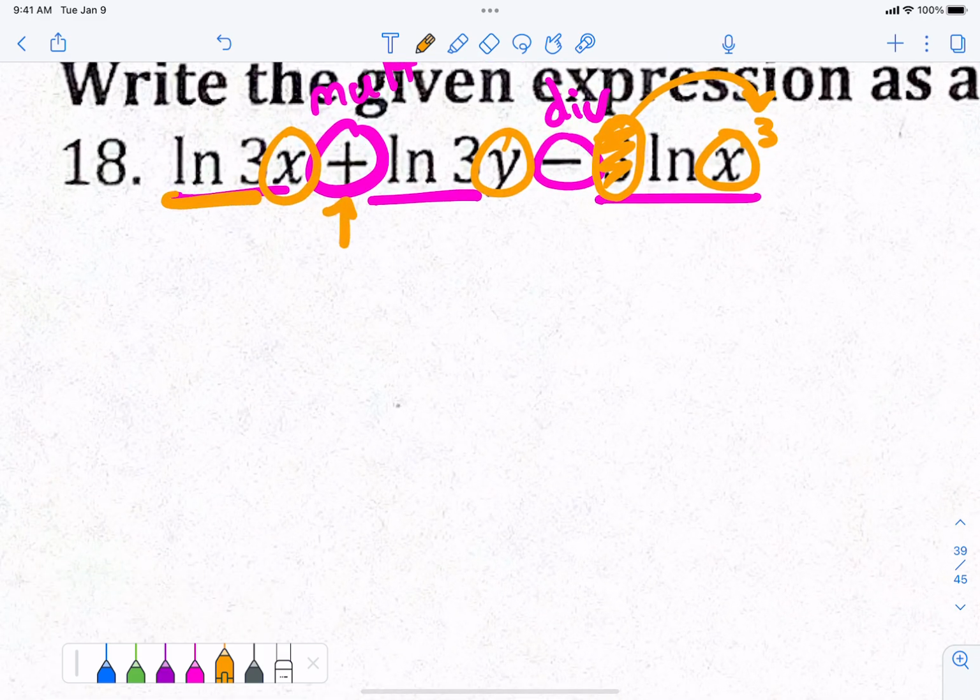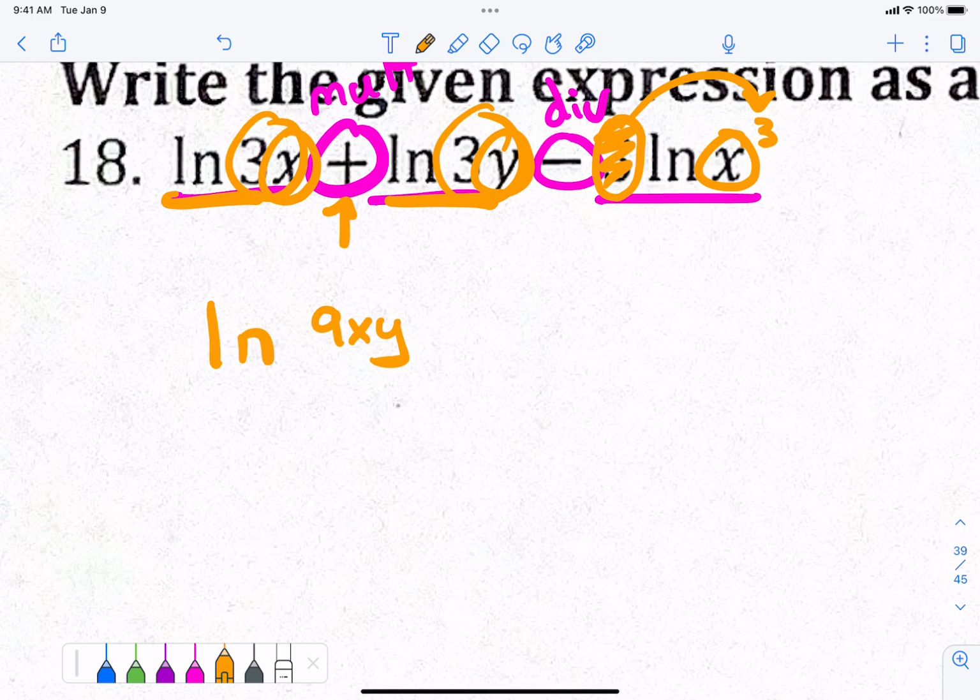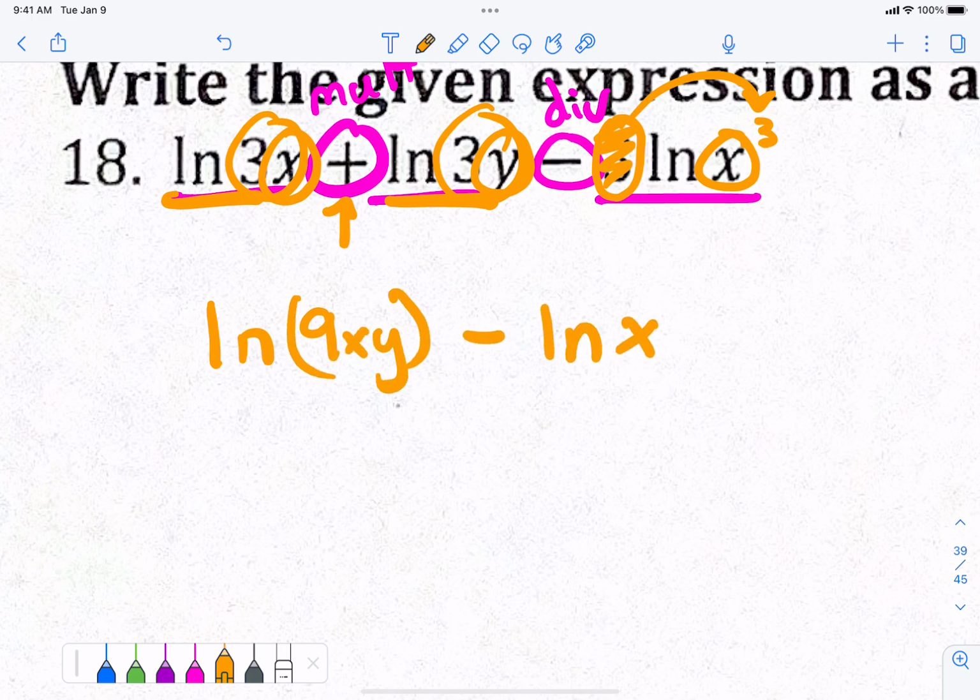So plus means multiply. I'm just going to combine these two. What are we multiplying? 3x times 3y. What is 3x times 3y? 9xy. Okay, so I've got 9xy. I'm going to write this out in baby steps. I'm going to put that in parentheses. Minus ln x to the third power.